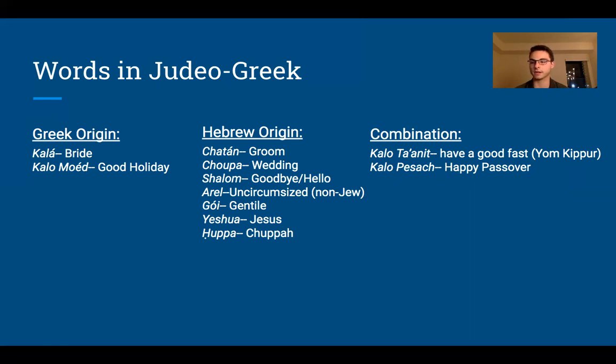And there are also many words for non-Jews in Judeo-Greek. For example, they might refer to non-Jews as aral, meaning uncircumcised, and goy, meaning Gentile. To refer to Jesus, Judeo-Greek speakers often say Yeshua, which is Jesus's original Hebrew name. And you can see here some of these words or phrases have a Greek origin, some a Hebrew origin, and some a combination of the two.